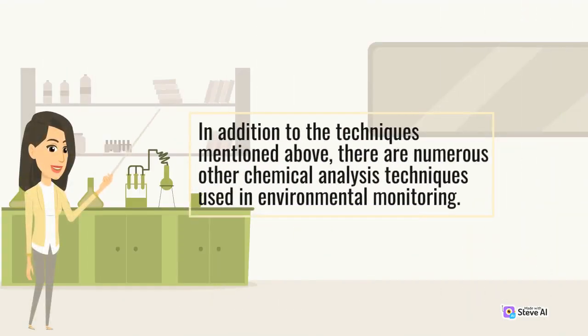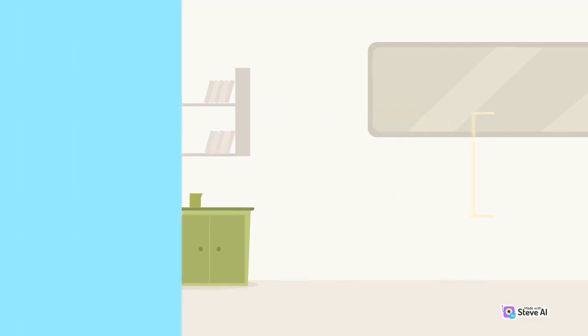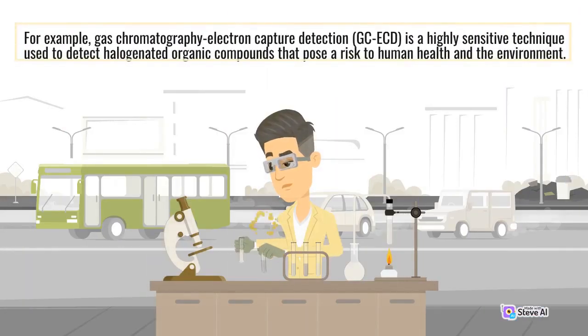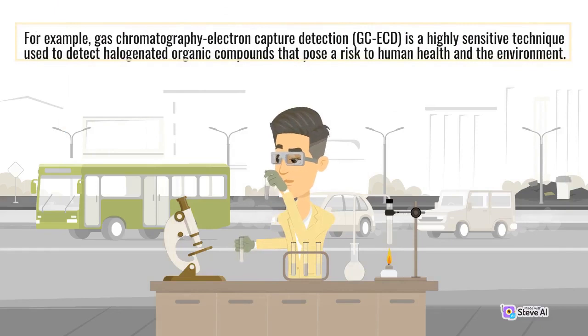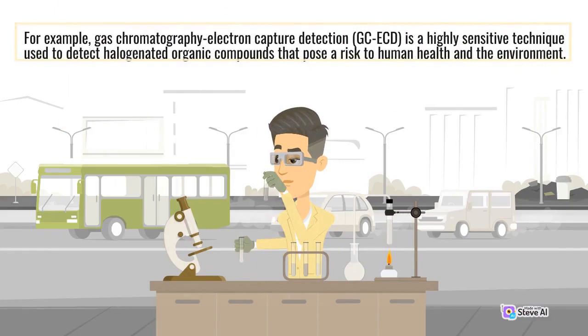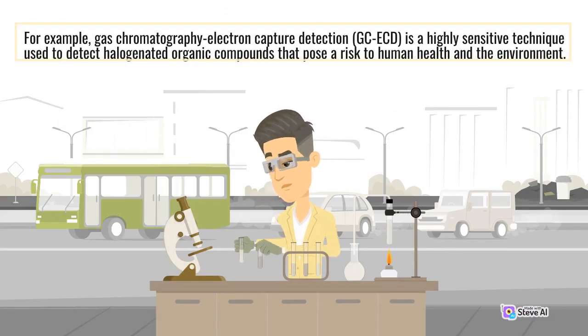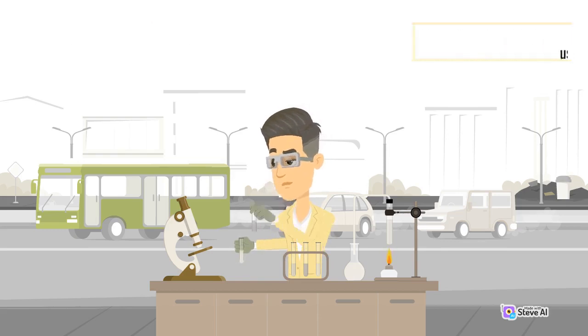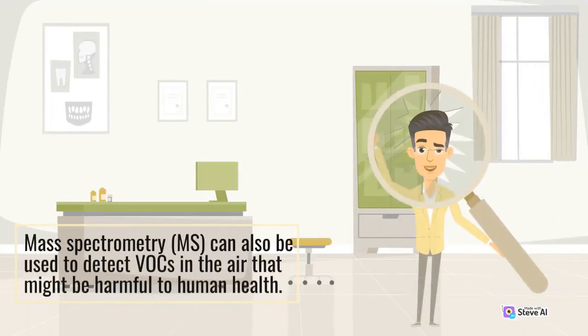In addition to the techniques mentioned above, there are numerous other chemical analysis techniques used in environmental monitoring. For example, gas chromatography electron capture detection (GC-ECD) is a highly sensitive technique used to detect halogenated organic compounds that pose a risk to human health and the environment. Mass spectrometry (MS) can also be used to detect VOCs in the air that might be harmful to human health.